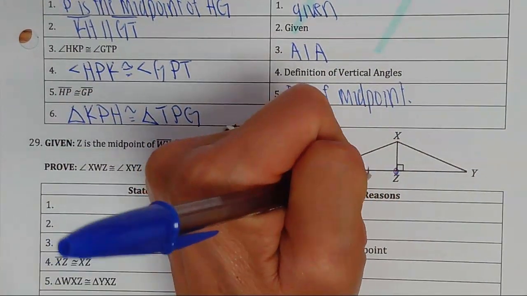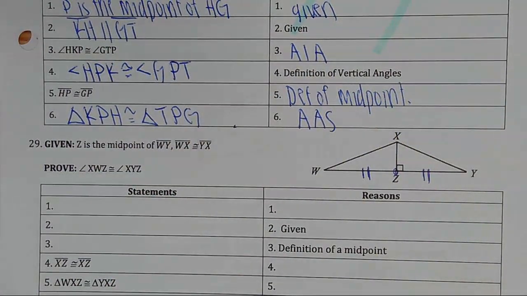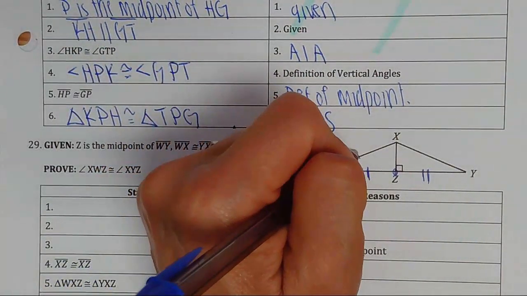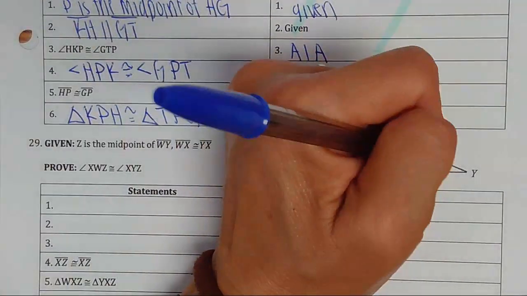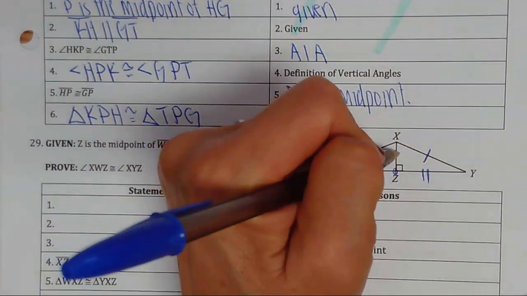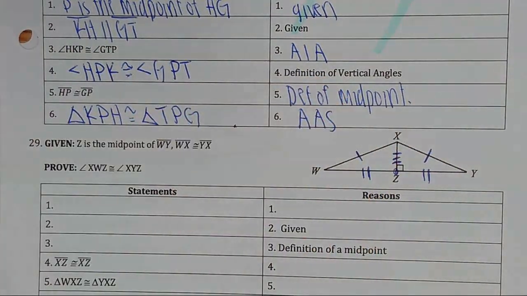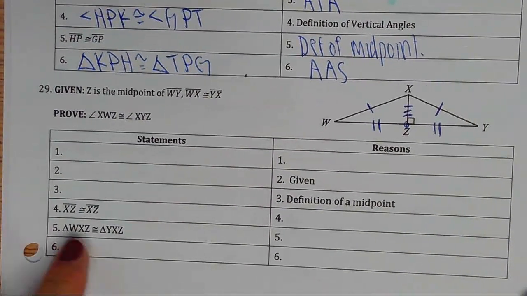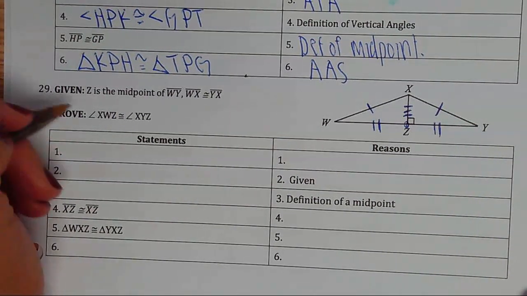Okay, next up, Z is the midpoint of WY. So right here, that means these two pieces are congruent. Also, WX is congruent to XY, and they share this side, right? So I know a lot of information. I'm going to just start filling in.